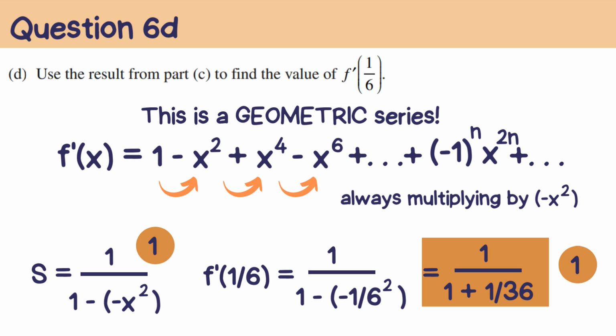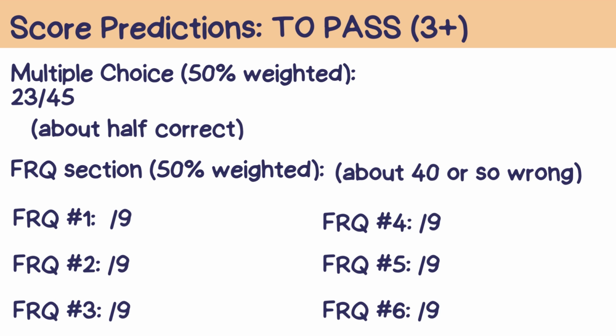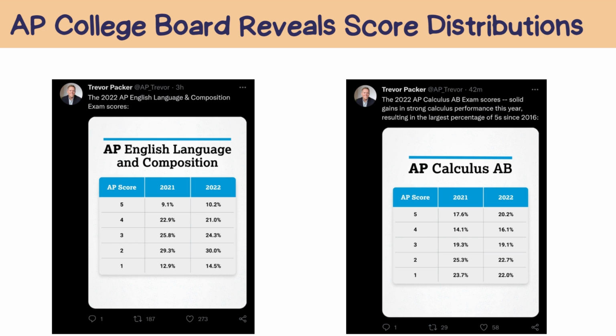And that is the end of FRQ number 6, as well as all of the BC Calc FRQs. We finally made it to the end. These scores are my own predictions of what you might need to get at least a 3, and my score predictions for a 4 or a 5. Now note that these are not the official scores that you need to get, but I've kind of formulated my own based on previous years.